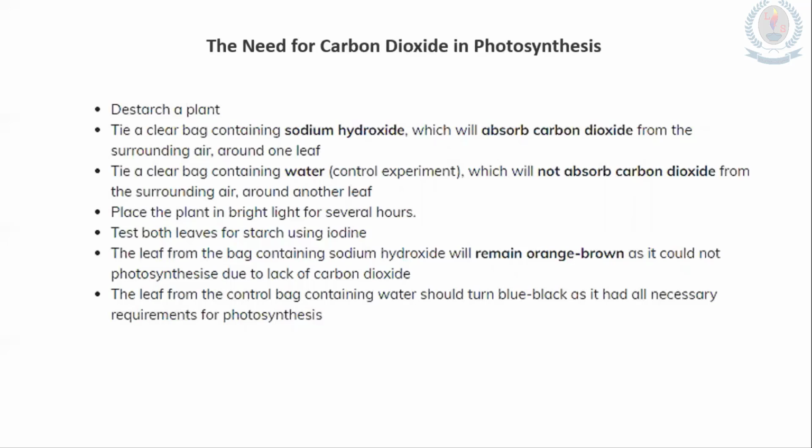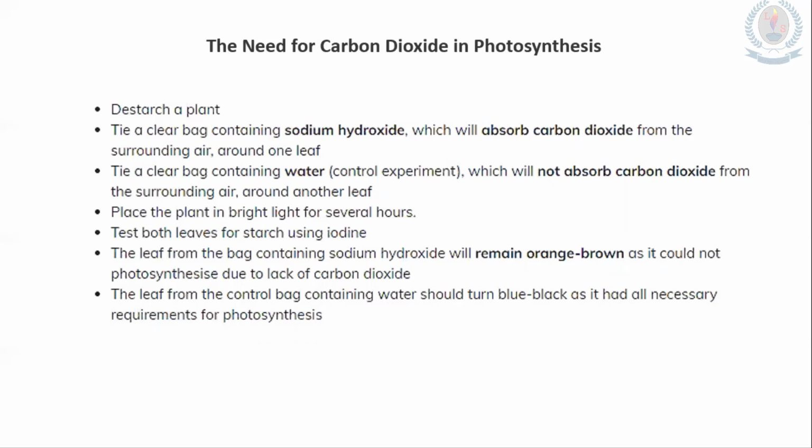So the control here is a clear bag which contains water. That is the control. For the examination, normally we can be asked the question, what is the control for this experiment? Then you should know, okay, the clear bag which contains water is the control experiment, in which the carbon dioxide is not being absorbed. Then we place the potted plant in bright light for several hours. Then we test both leaves for starch.